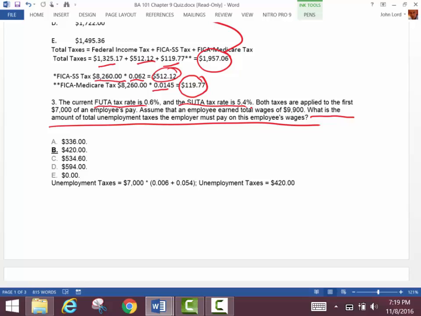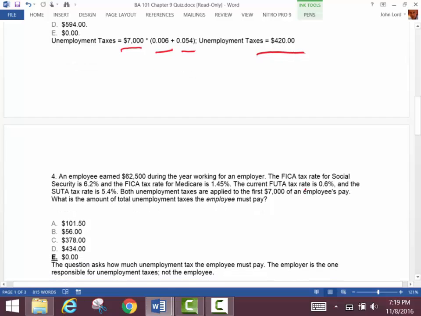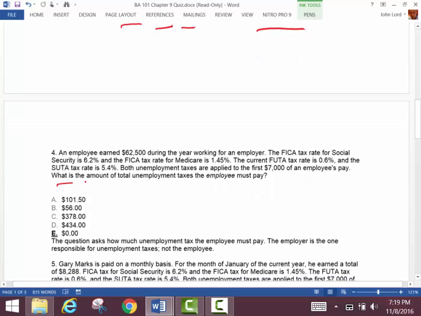Okay, so the employer pays that, and they say they pay it on the first 7,000 of the employee's pay, so we use the 7,000 times the 6% for the FUTA and 5.4% for the SUTA. That gives me total unemployment taxes of 420, right? Okay, good.